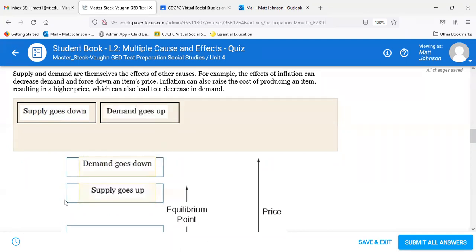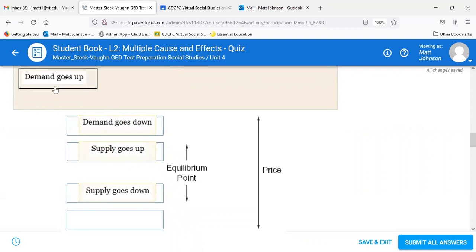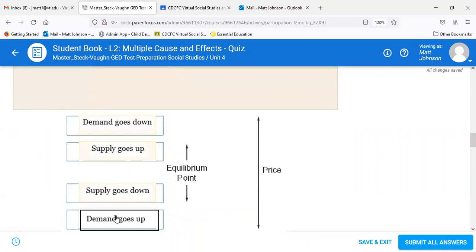So that's on that higher end, right? As demand goes down, supply goes up. So down here, supply goes down. Demand goes up. It's a lot easier. It's hard to kind of see it, but once you work through it and see it, it makes more sense. So that equilibrium point, right?